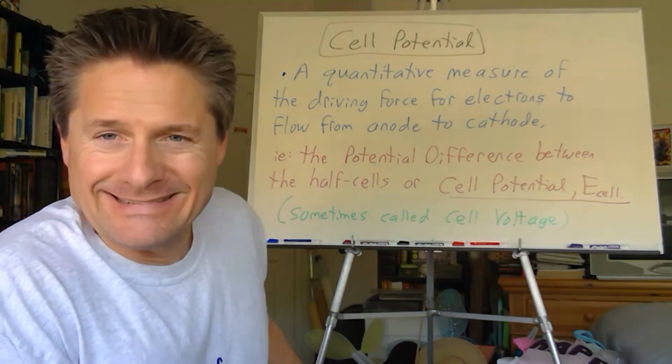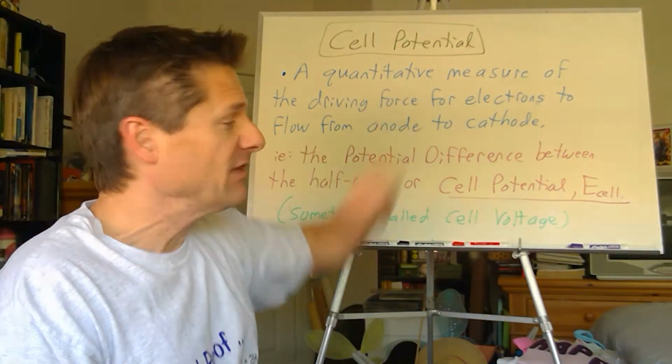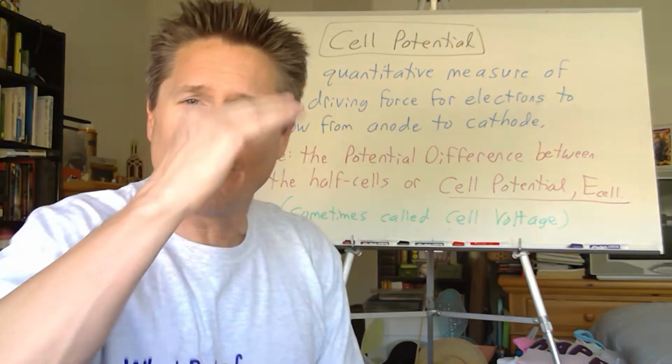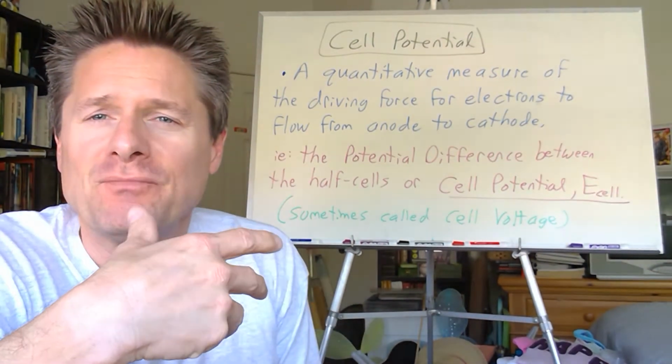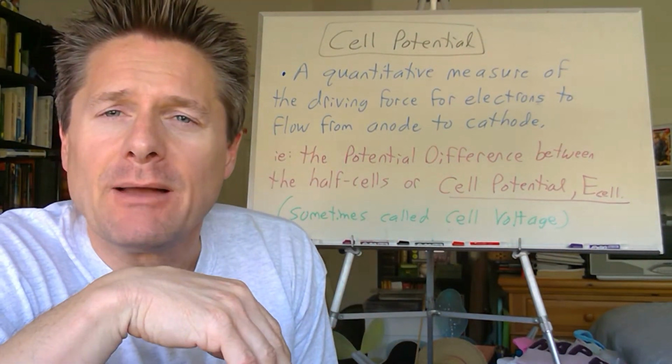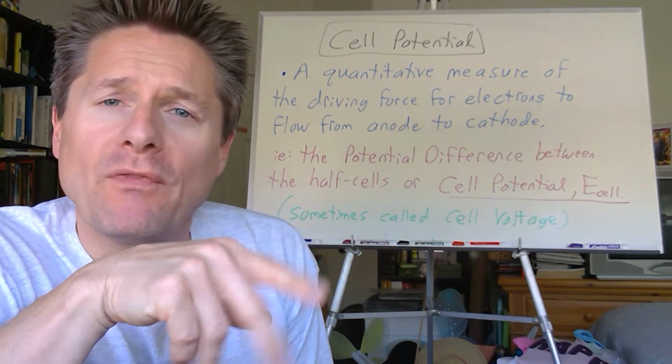All right, so this is the key to this chapter right here, this thing called cell potential. That's what we measured on that voltmeter when I put that together. I forget what the value was, but it doesn't matter. We'll talk about what that means after we do this.